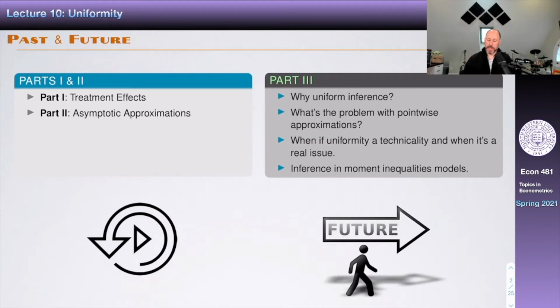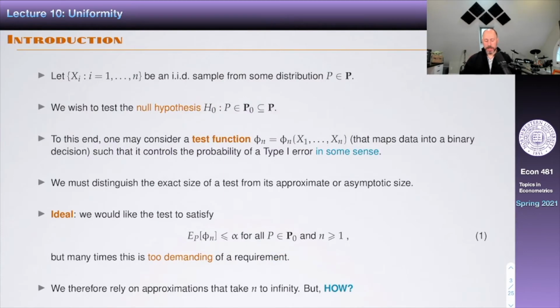And then we're going to talk about what's the problem with pointwise approximations. When is uniformity a technicality and when is it a real issue, what I just said. And we're going to be doing this through essentially 3 lectures that will lead us to inference in moment inequalities. And we're going to devote 2 lectures to that. Okay? All right. So, introduction.